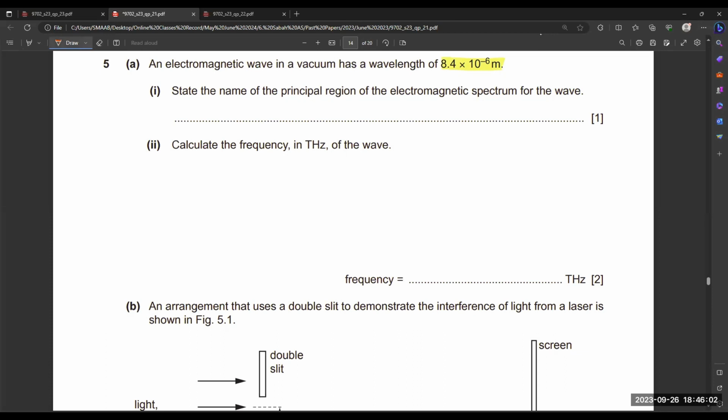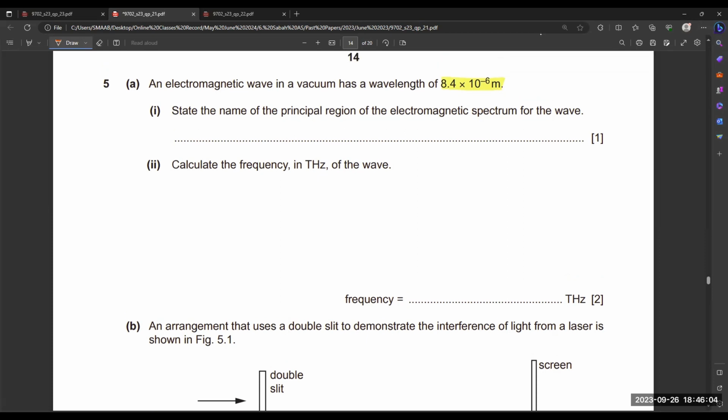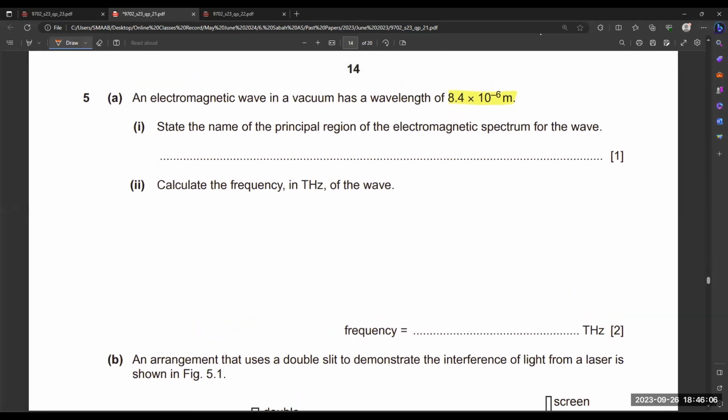So basically, 8 times 10 to the power of -6 is going to fall into the region for the infrared, because I memorized this. I memorized all of the wavelengths. This is the range for the infrared, so that's why infrared is the name of the principal region.